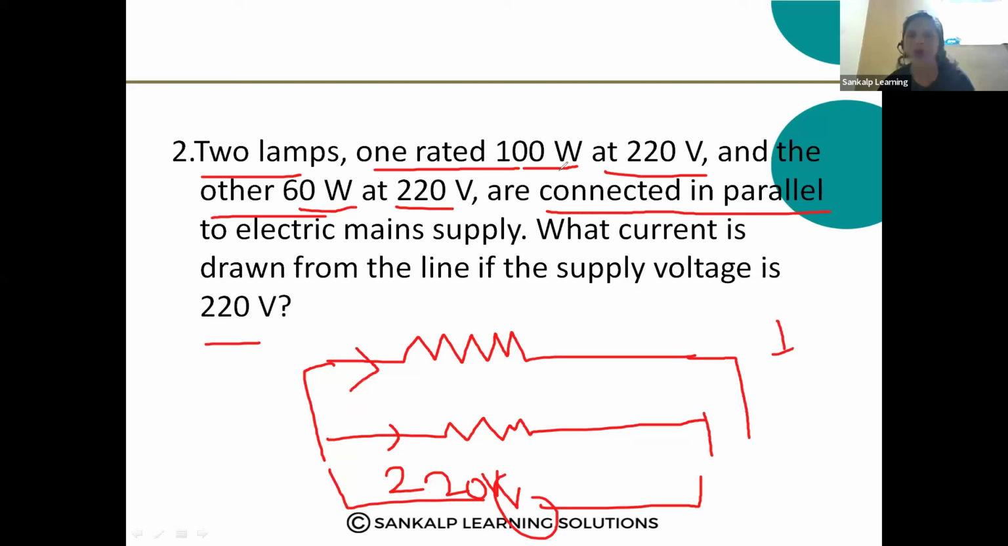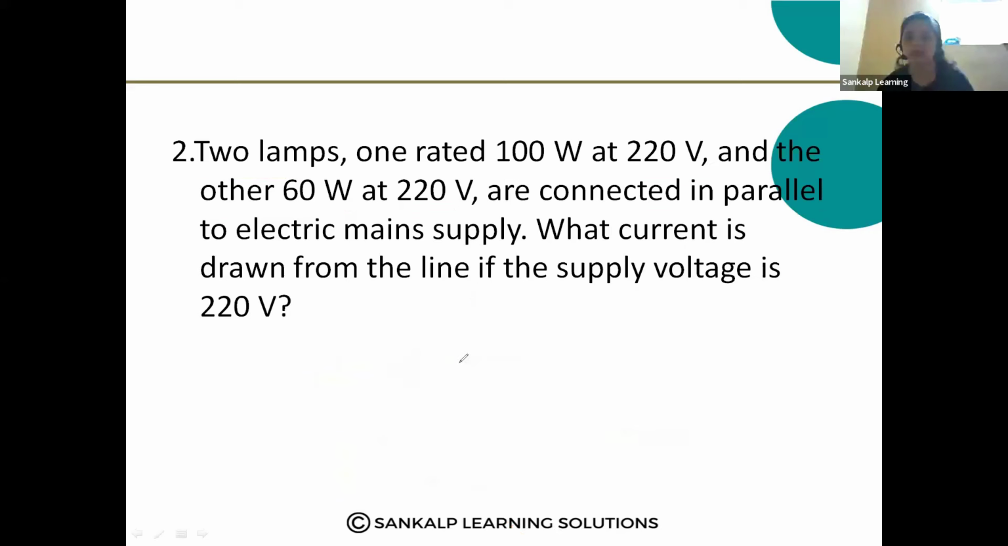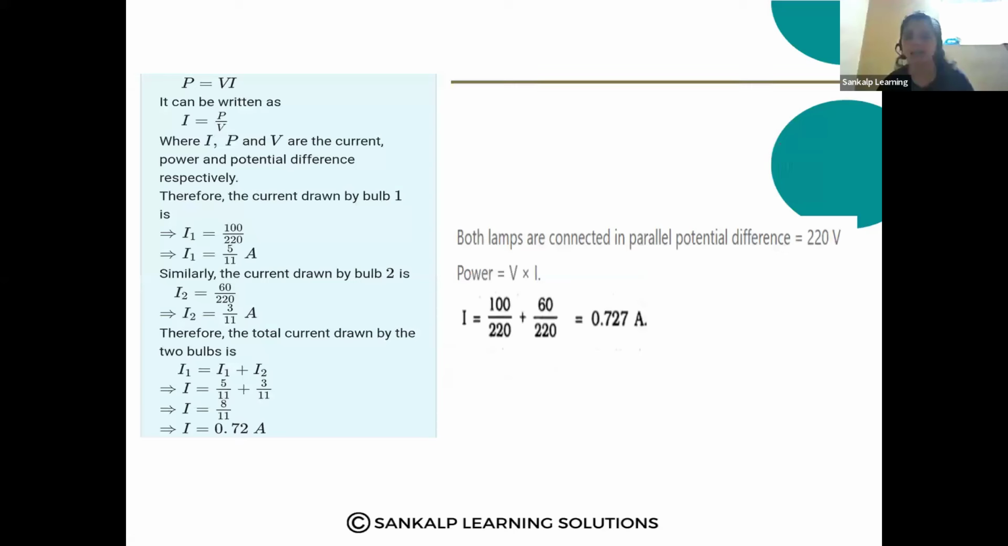Here the power is given, how much? 100 and 60. The power of both is 60 and 100. Then we have to find out I. So you know I is equal to I1 plus I2, right? If we find out I1 and I2, you get the total I when they are connected in parallel. When connected in parallel, I1 plus I2, we have to apply the formula, right?